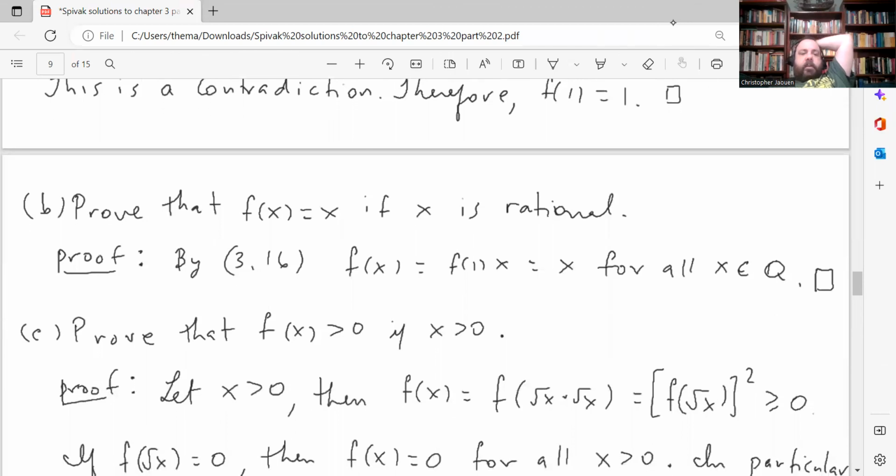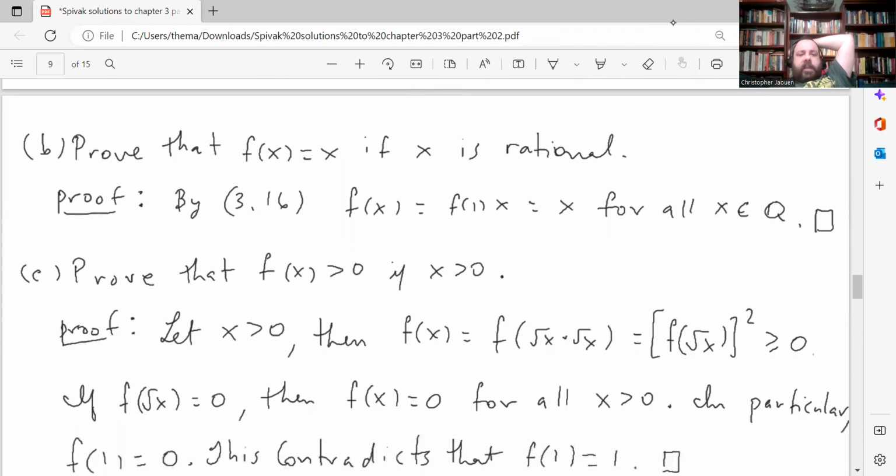Okay, part B, prove that f of x equals x if x is rational. So by 316, the one that we proved a minute ago, f of x is equal to f of 1 times x, but f of 1 we just showed was equal to 1, so that's the same thing as x, as long as x is rational, because we proved that for rational expressions in question 316.